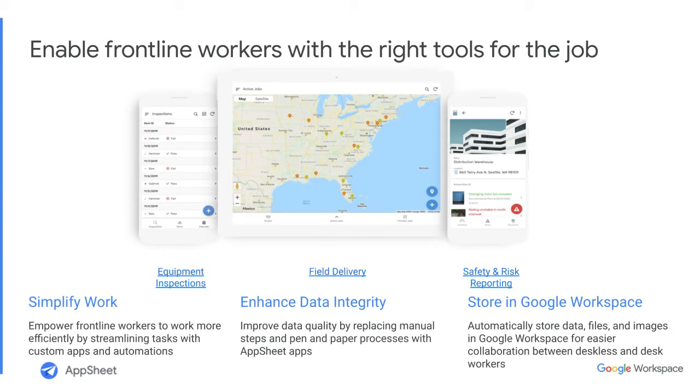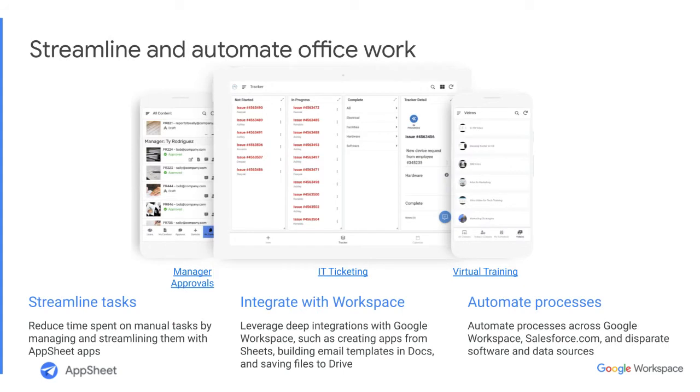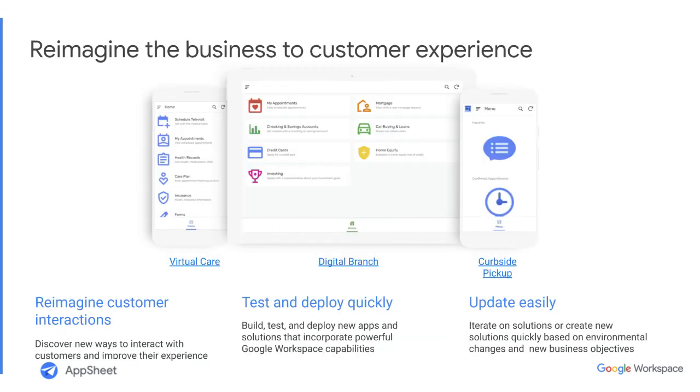As we just heard Kelvin talk about, frontline workers have a different set of needs from standard information workers and often require streamlined experiences to achieve quick results. Data quality can be improved by digitizing manual steps and paper processes. And with Google Workspace integration, all data collected becomes immediately available for workers in the office for analysis and reporting purposes. Office workers can leverage AppSheet to automate processes for things like project management, IT ticketing, and virtual training, including approvals management. Not only does AppSheet allow customers to rethink the business employee experience, but it allows them to reimagine the business to customer experience as well.